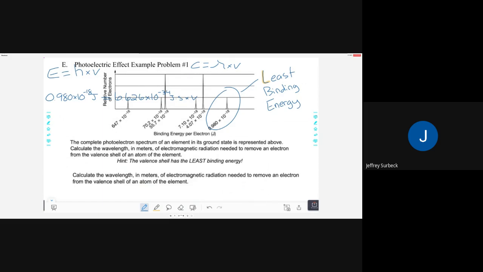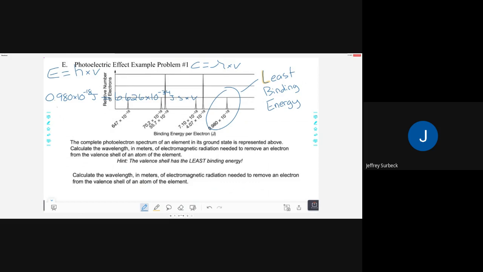Let me see if I can pull my calculator out here. So I'm going to take 0.980 times 10 to the negative 18th divided by 6.626 times 10 to the negative 34. And my frequency to 3 sig figs is 1.48 times 10 to the 15th.